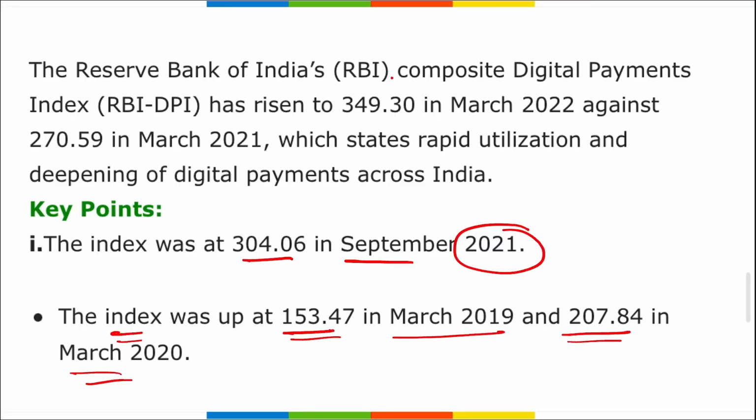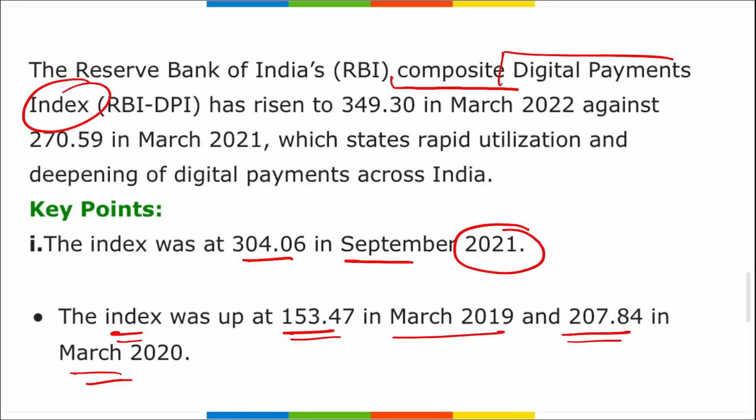So remember, this RBI composite digital payment index tells about the extent of digitization of payments all over India. It has been constructed with March 2018 as the base period, and the DPI score for March 2018 is set at 100. So what was the base period for this index? It was March 2018, and the base point was set at 100 points.